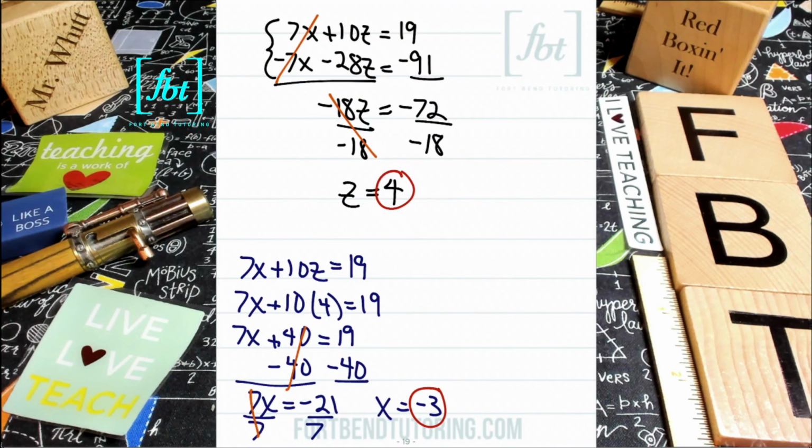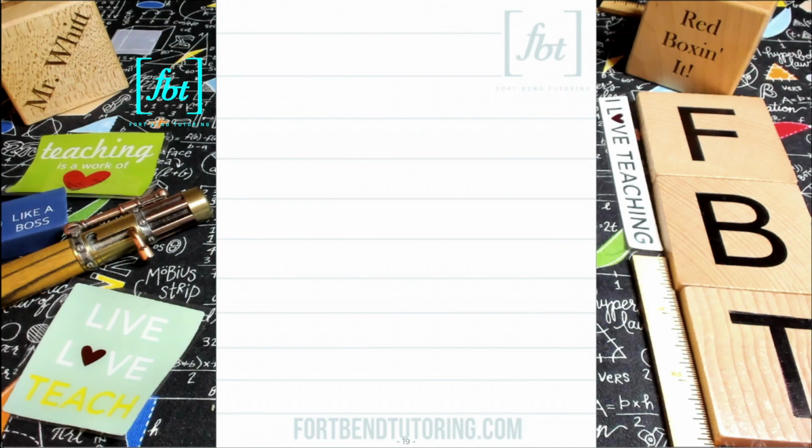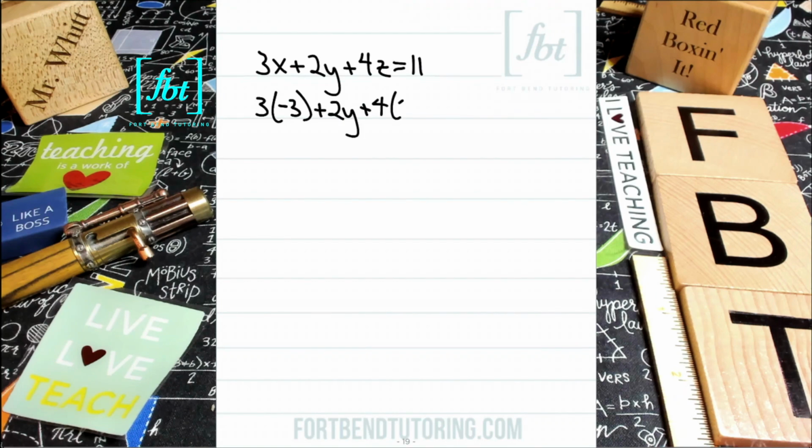So the one that looks like it's going to cause me the least amount of trouble is the first equation out of the original system. That means I'm referring to this 3x plus 2y plus 4z equals 11 equation. Now what we'll do is plug in the fact that we know what the x and z terms are. So we know that x equals negative 3, and we also know that z equals positive 4.